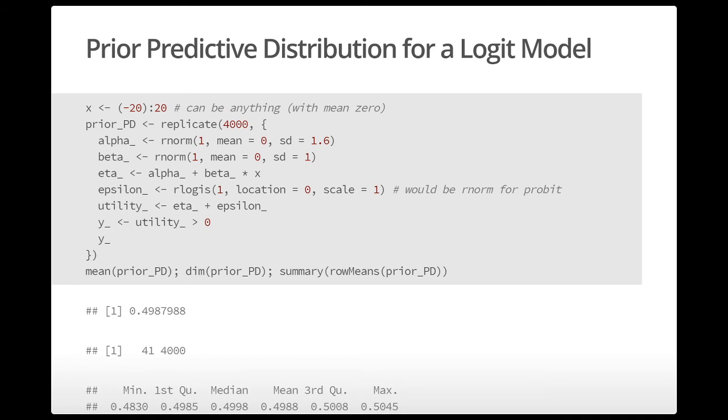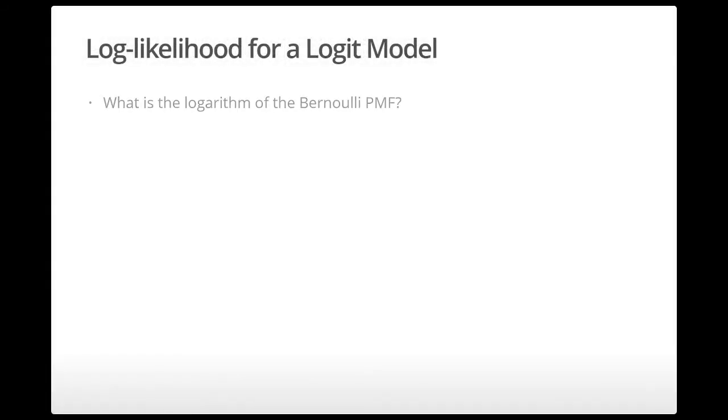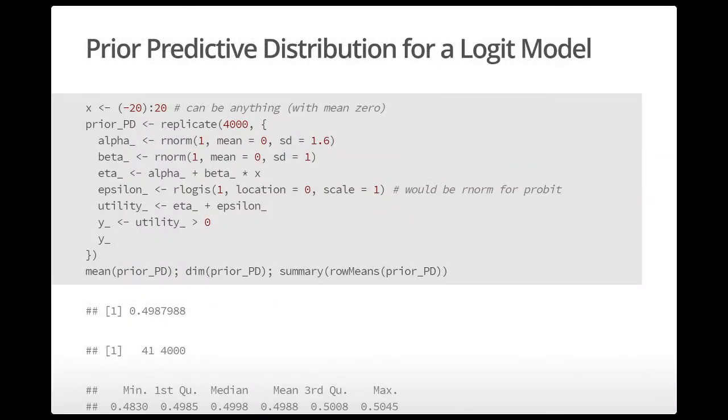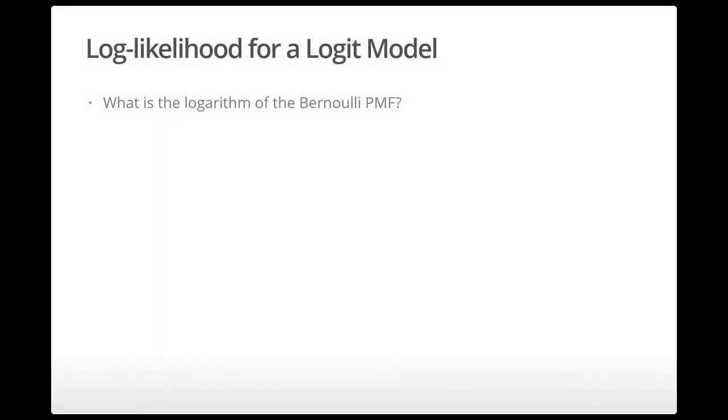Okay. All right, we got a prior predictive distribution. And then, so what's the log likelihood for a logit model? So often there should be some connection between the process that you imagine for the prior predictive distribution and the way in which you estimate it. But it's not always a one-to-one correspondence thing, particularly when, in a logit model, you introduce these utility variables governing the choices. So what's the Bernoulli probability mass function? And what's its logarithm?